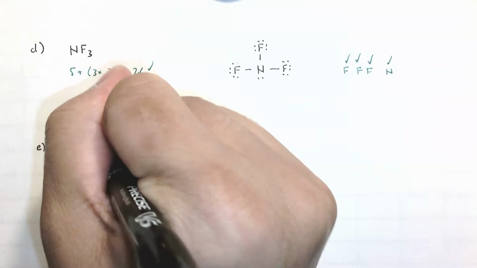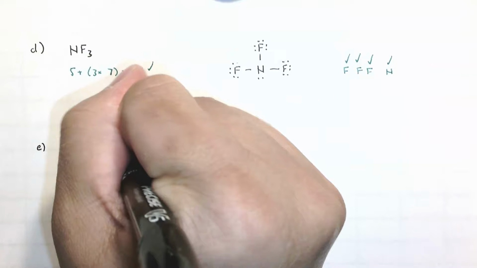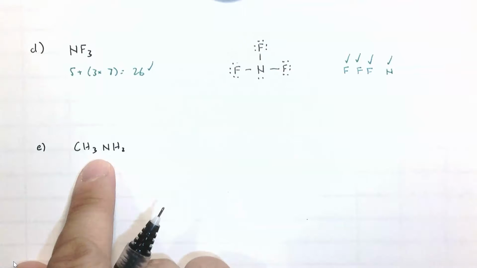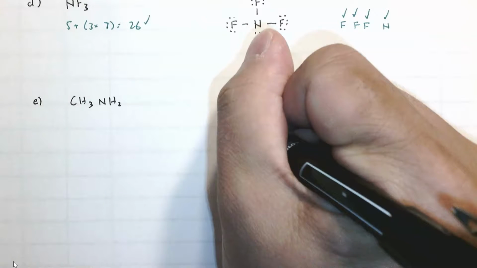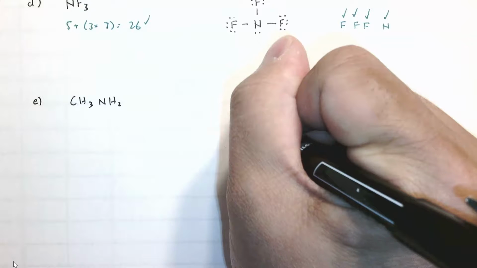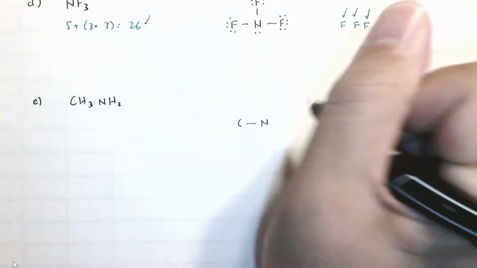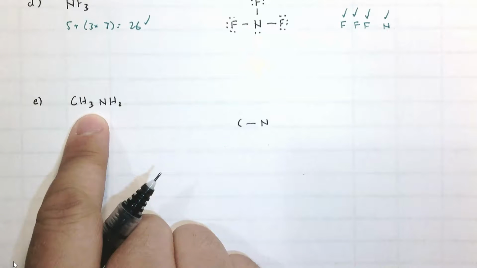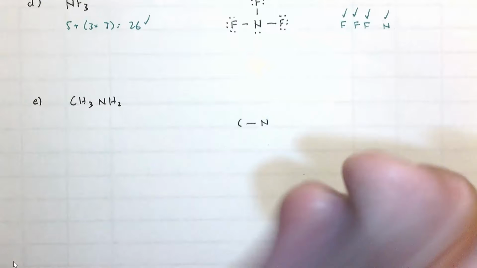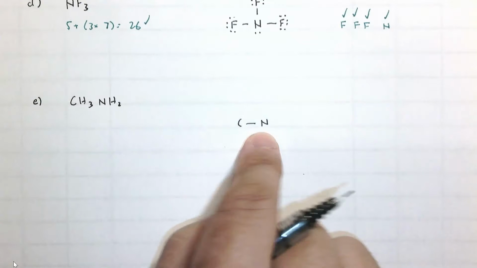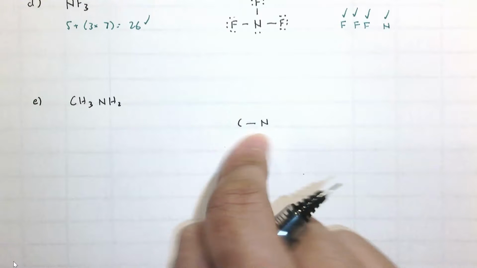The next one. This one's a little bit trickier. We have 2 atoms that are not hydrogen. Those 2 atoms, you could even think of them as the co-central atoms. There's no way that hydrogen can be a central atom. So we know for a fact that carbon and nitrogen have to be connected to each other.